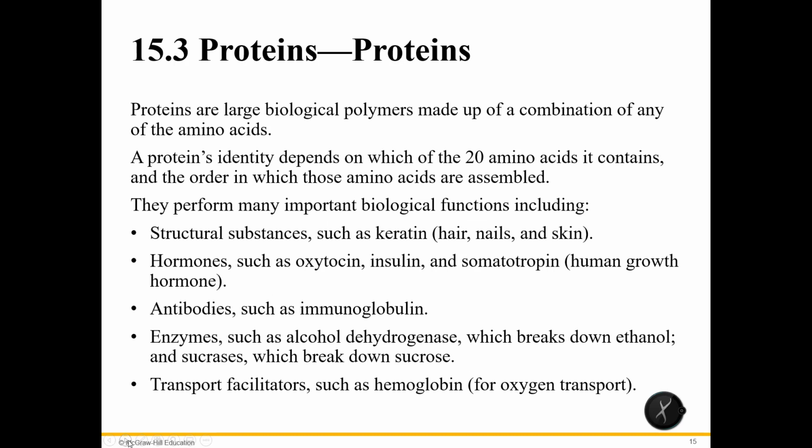All right, proteins. Proteins are large biological polymers. They're made up of little pieces called amino acids, okay? Your protein's identity depends upon 20 amino acids. You go, why do I need to know this? Well, this is how the COVID-19 virus works.